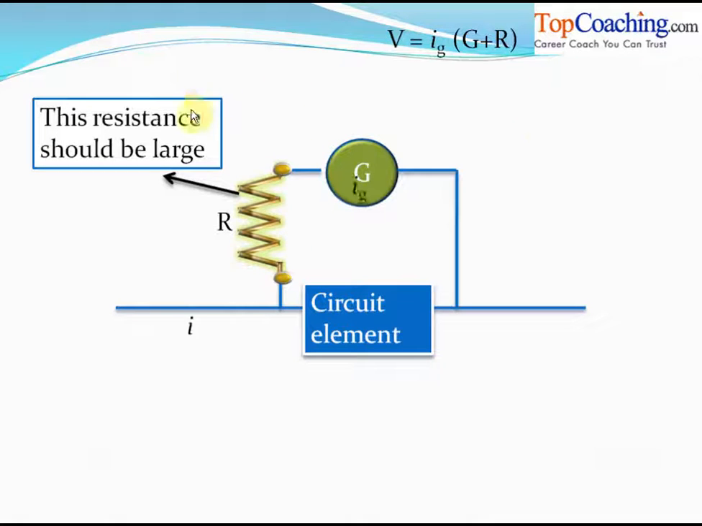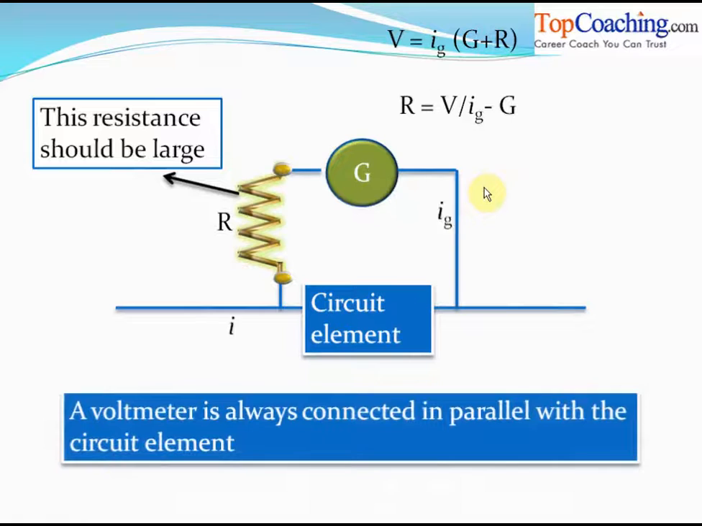You can simply apply Ohm's law and say that the net potential difference measured by the voltmeter is Ig into G plus R, isn't it? Because Ig is the current passing through the galvanometer and the net resistance across the galvanometer and resistance system is G plus R.